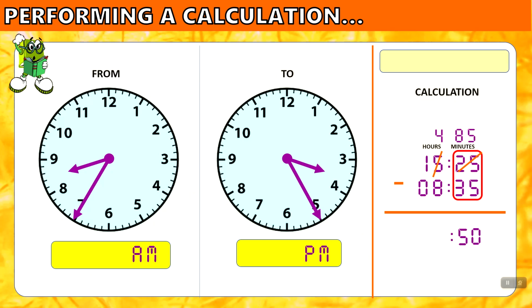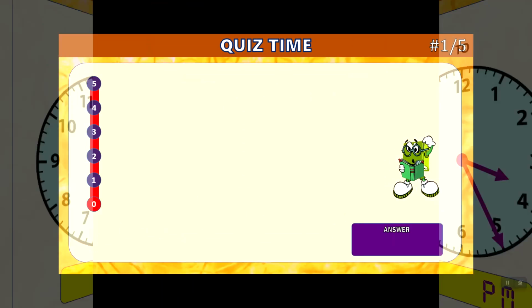And now we move to hours. 4 can't take away 8. So we borrow again from the 1. That becomes 0. And we add 10 to the 4 to become 14. And now 14 take away 8 is 6. And so our time elapsed is 6 hours and 50 minutes.